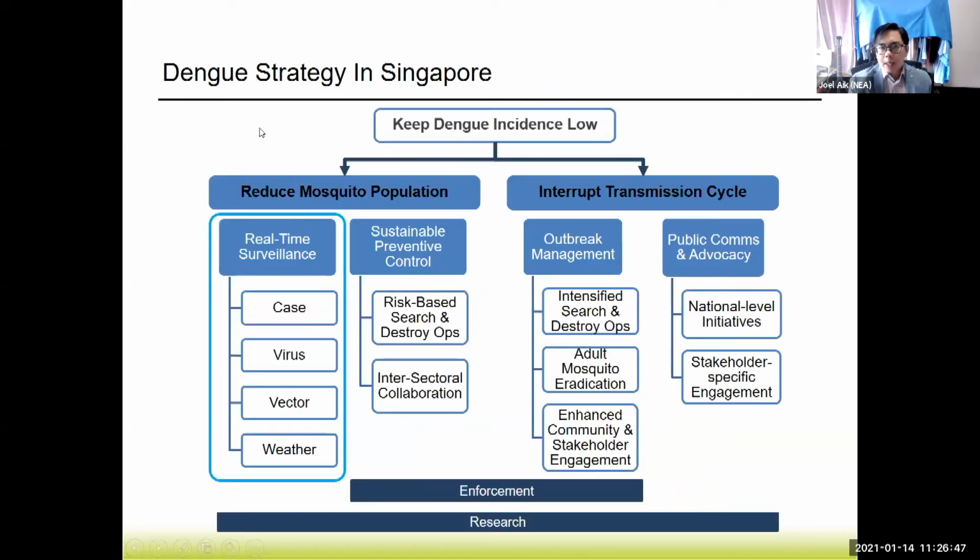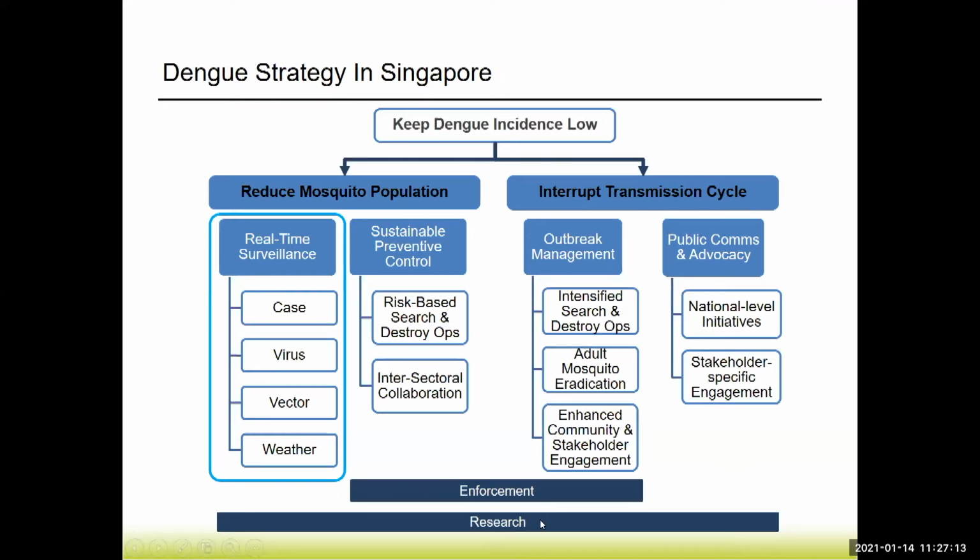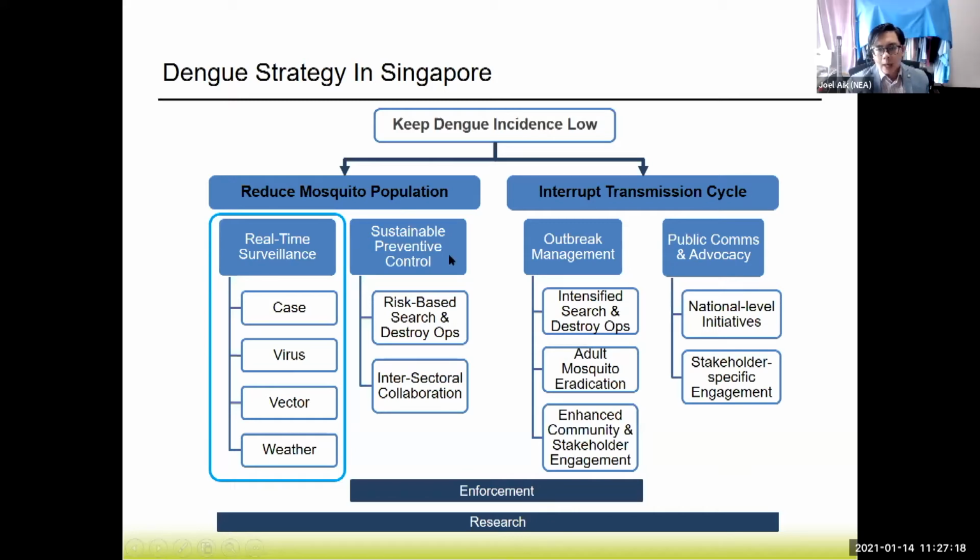Now, a little bit about dengue strategy in Singapore in this particular slide. So as you can see, we aim to keep the dengue incidence low. And we do this by reducing the mosquito population and also interrupting the dengue transmission cycle. Now, there are 4 key pillars, as you can see, and these are supported by regulatory controls as well as scientific research to provide the evidence for some of the vector control practices and approaches that we adopt. Now I'll focus on the other three pillars for now.